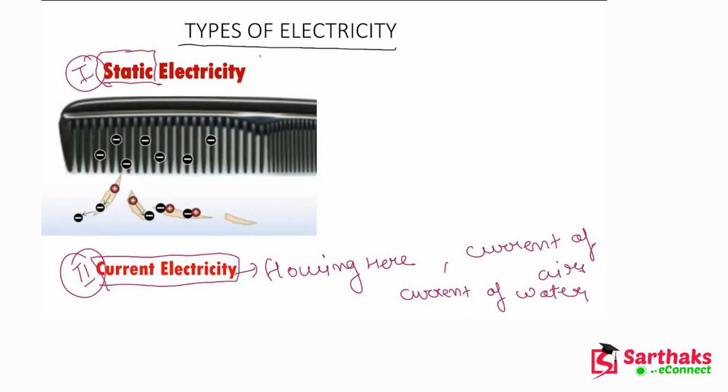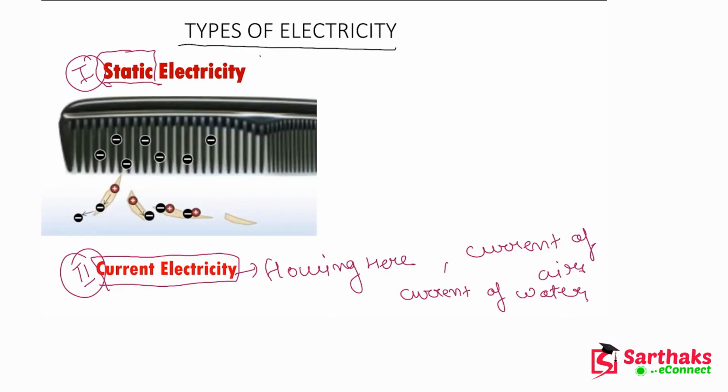This is an experiment which we usually do in our classes. Let's take a comb and rub this comb in your hair. After you rub it, when you bring it close to small pieces of paper, you will realize that the paper starts to get attracted towards the comb. So how is this happening? Why is the paper being attracted to the comb?